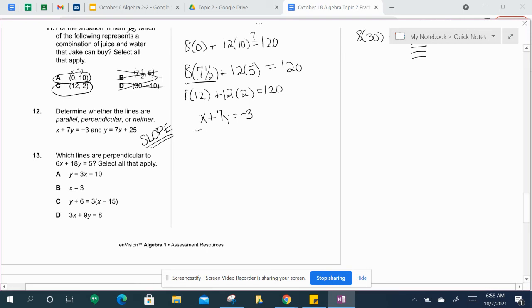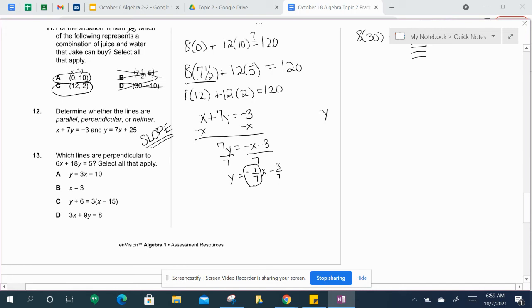And so to do that, I'm going to work on getting y by itself. So I'm moving the x to the other side, and I get 7y is equal to negative x minus 3. Then I'm dividing each side by 7. And I end up with y is equal to negative 1/7 x minus 3/7. Now I know the slope of this first line is negative 1/7.